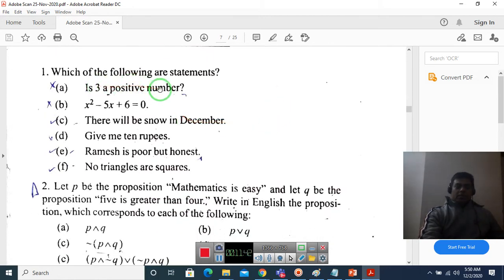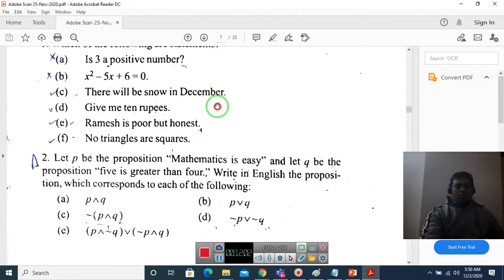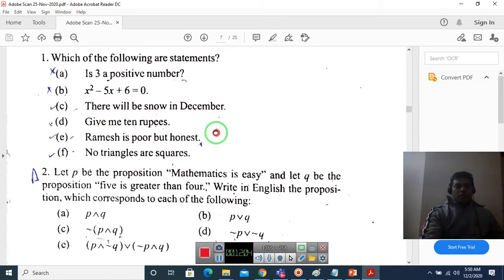There are some sentences that may or may not be statements; I am going to discuss some here. "Is 3 a positive number?" No, because it is a question. "x squared minus 5x plus 6 equals 0": is this true? No, it is an open statement which depends on x. "There will be snow in December": this may be a statement. "Give me 10 rupees": no, because it is an imperative sentence, a command. "Ramesh is poor but honest": a statement. "No triangle is a square": true.